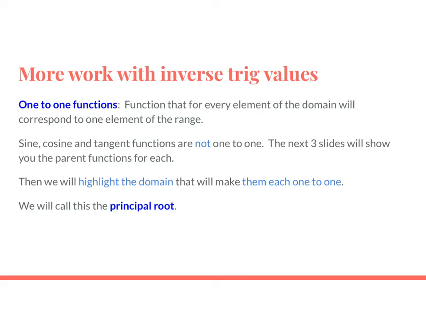We remember from our work with inverses, we want to start with making sure we have one-to-one functions. There's the definition of a one-to-one function. Since sine, cosine, and tangent are very repetitive, happen twice or 3 times on the unit circle, we want to make sure that we understand these functions are not one-to-one. So let's look at the parent function, and then we're going to restrict that parent function to make sure it's one-to-one. That highlighted domain will be what we label as the principal root.